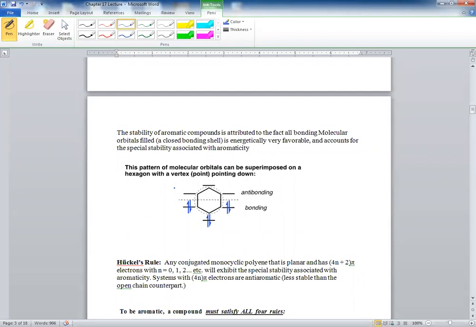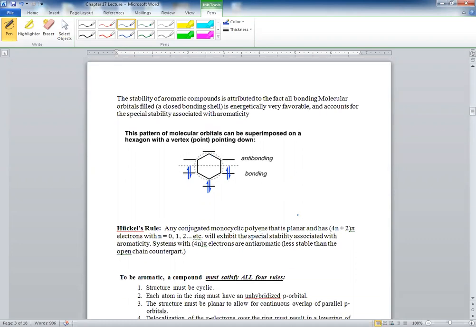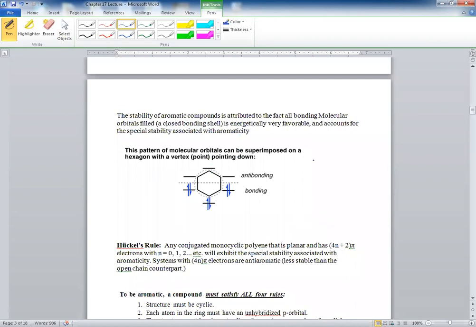There's a theory called molecular orbital theory. It actually is like valence bond theory with hybridization, but it's more complicated. It's quite useful. One way of looking at it, just really quick, briefly, and I'm not going to test you on this, is that you have all bonding molecular orbitals filled. There's a closed bonding shell, which is energetically favorable and accounts for the special stability associated.